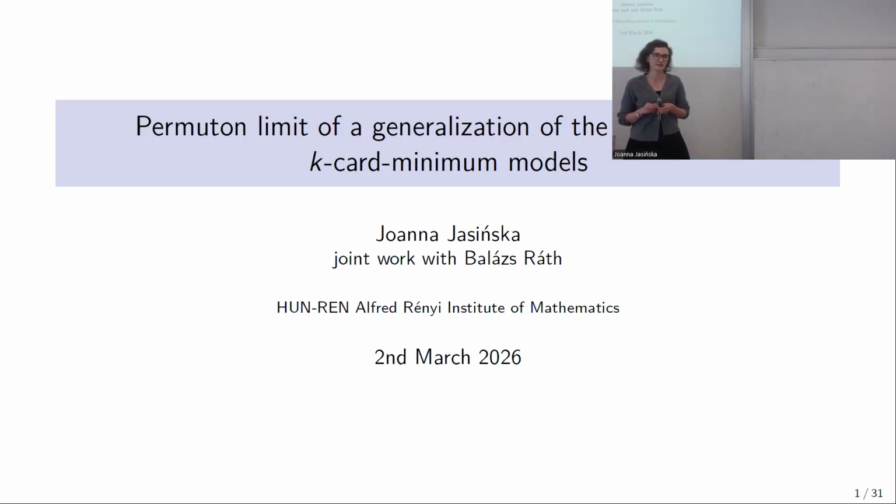I think the Mallows model is well known to many people. Apparently it's a famous model in statistical physics, where I'm absolutely not an expert. But there is also the second model, which is not as famous. It's called the K-card minimum model. And I will talk about some unexpected similarities between those models and the generalization of them.